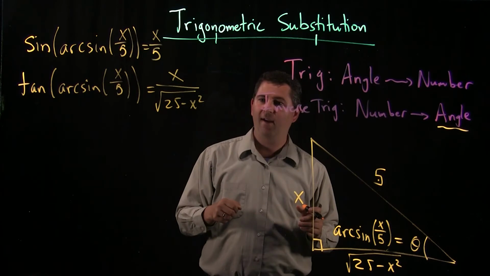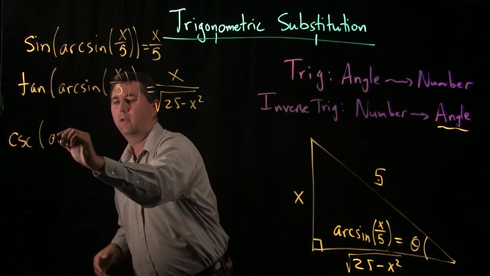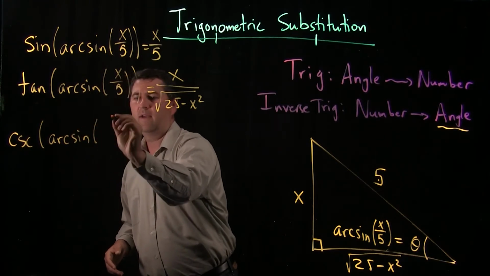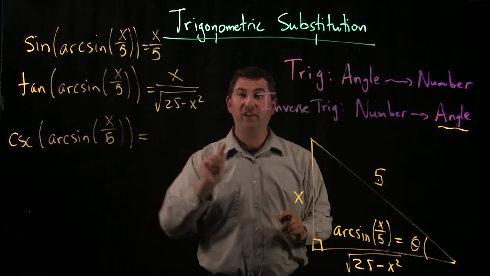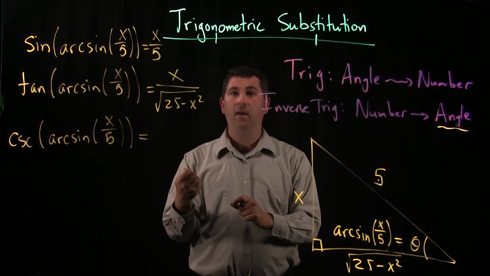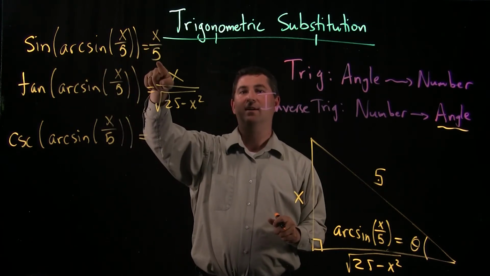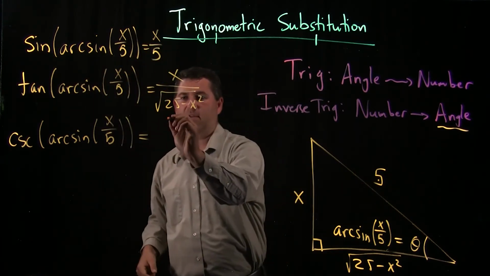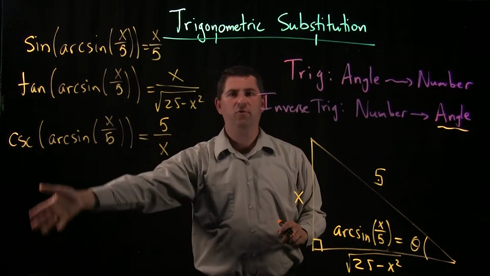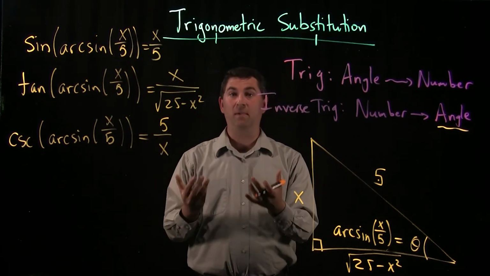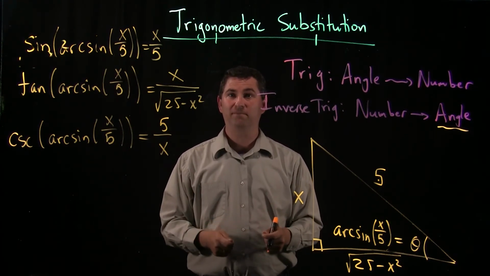What about another one? You over there. Cosecant. Yes, we can do cosecant. The cosecant of the arcsine of x over 5 equals, okay, cosecant is 1 over sine. Oh, we already knew what the sine was. Sine is x over 5. 1 over sine must be 5 over x. Sweet. Okay, use any of the other trig functions you want, you'll be able to play the same game. Okay, now we can get back to finding that antiderivative.